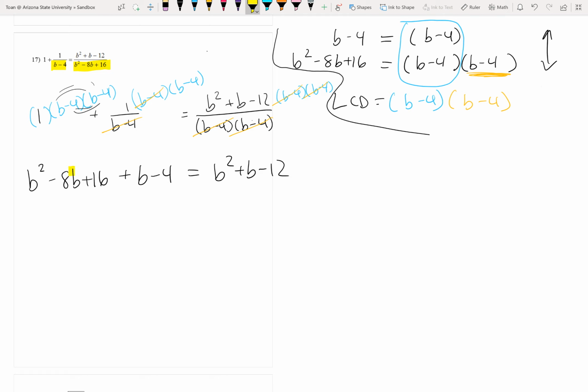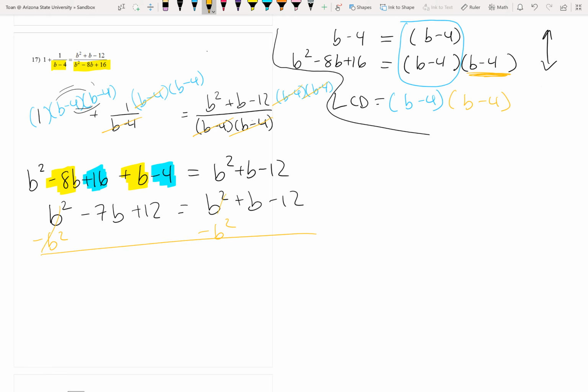So I have a minus 8b here and a positive b here I can combine. I have a regular 16 and a minus 4 I can combine. So on the left is b squared minus 7b plus 12 equals b squared plus b minus 12. I hope everyone can see that if we subtract the b squares, they're gone. So we have negative 7b plus 12 equals b minus 12. And then it becomes a regular linear equation.